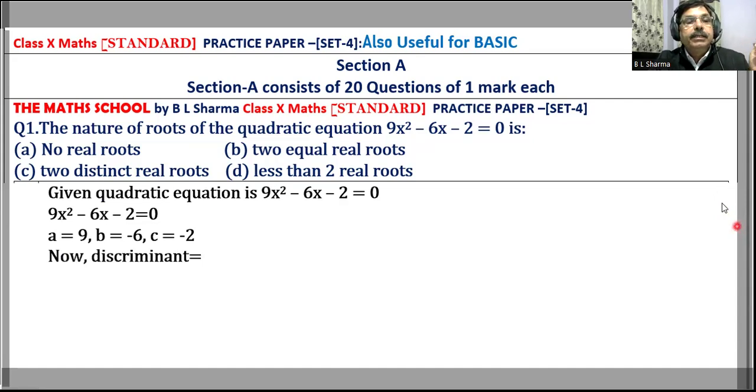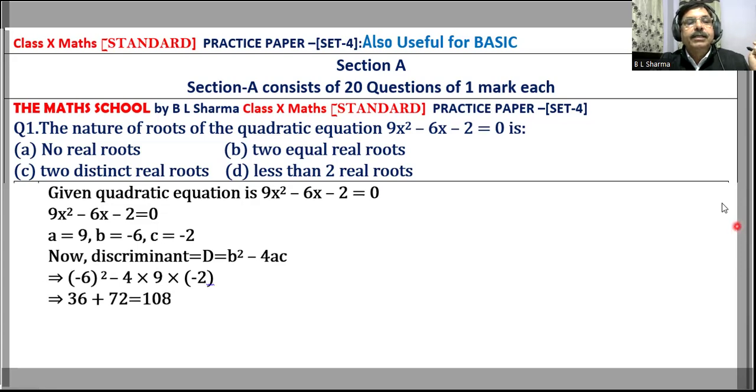Now, discriminant, that is D, that is b square minus 4ac. In place of b, put minus 6. Minus as it is, in place of a put 9, in place of c put minus 2. Calculate, it is 36 plus 72, that is 108. Then let me know what kind of solution, what kind of nature of the quadratic equation will be. क्या होगा ये यहाँ पे?